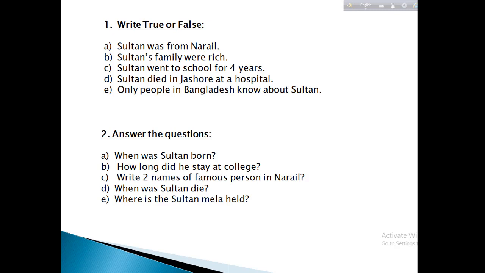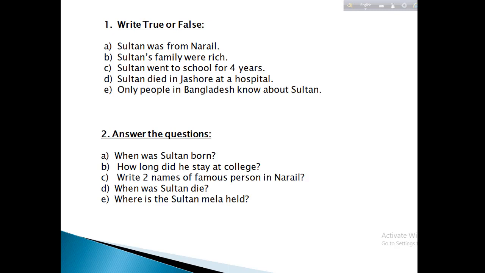Now, question number 3. Write 2 names of famous person in Norail. One of already we have learned, S.M. Sultan, and another one is the famous cricketer of Bangladesh, Mashrafi bin Murtaza. So, the 2 names of famous person is Mashrafi bin Murtaza and also S.M. Sultan.